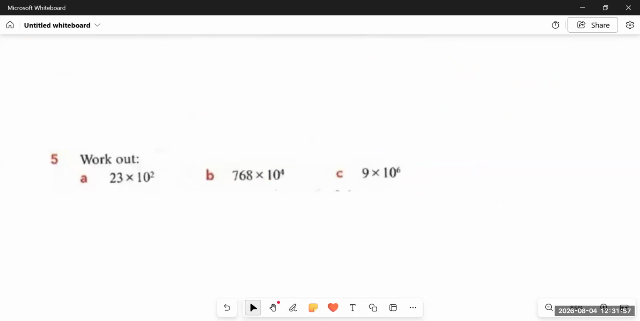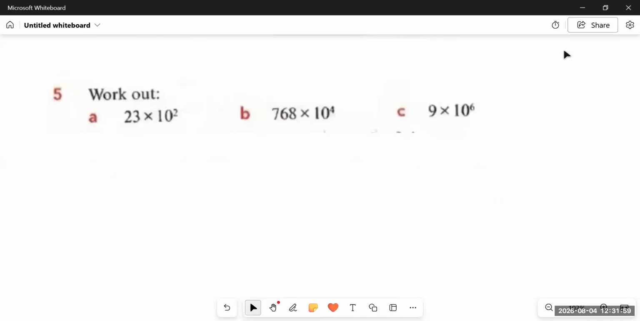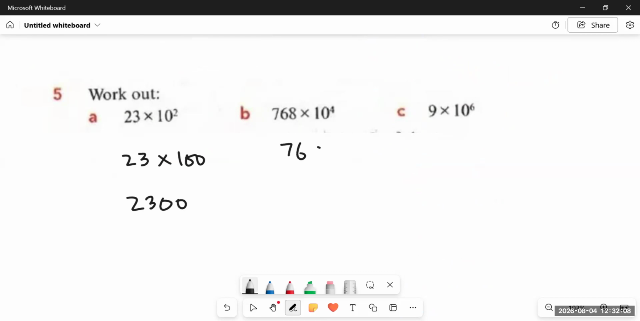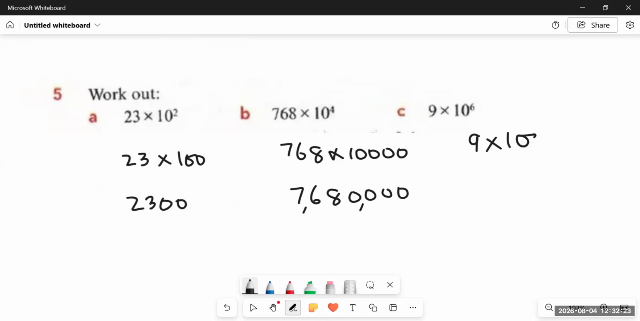And here, we had question number 5, in which we still have the whole numbers. So we have to multiply 23 by 100, which is 2300. 768 multiplied by 10 power 4, that is 10,000. So it becomes 7,680,000. 9 multiplied by 10 power 6 is 1 million. So 9 multiplied by 1 million equals 9 million.